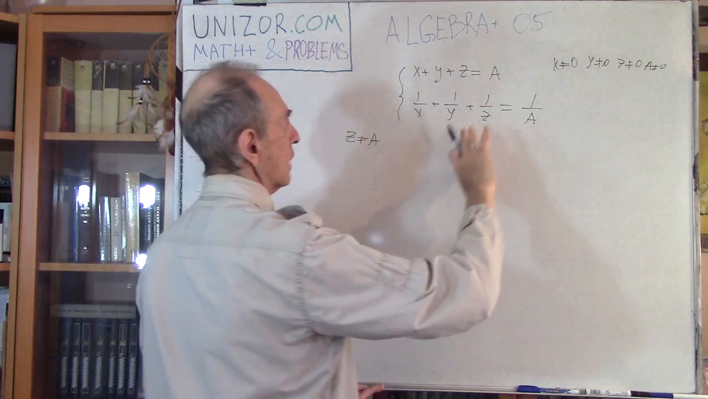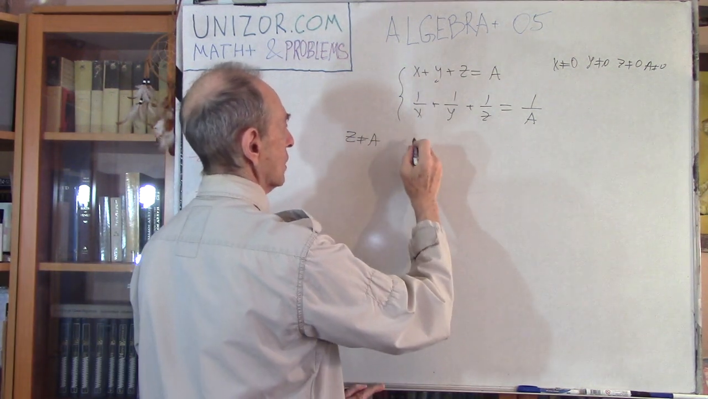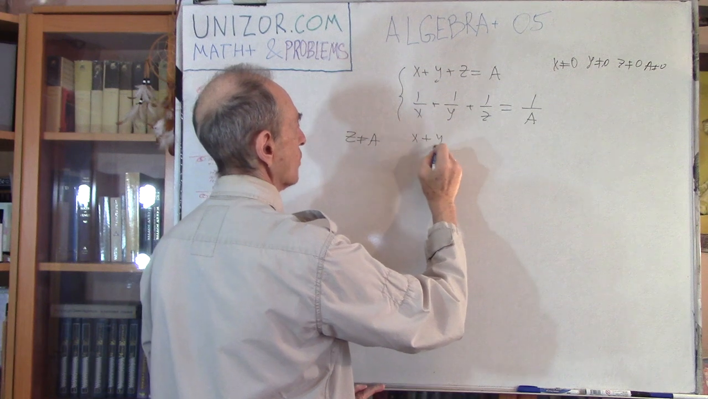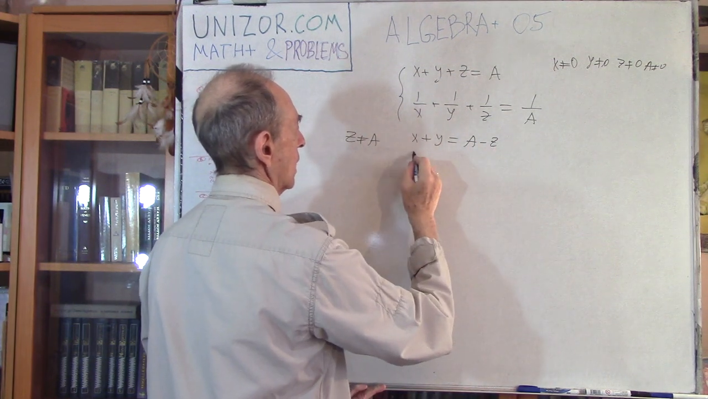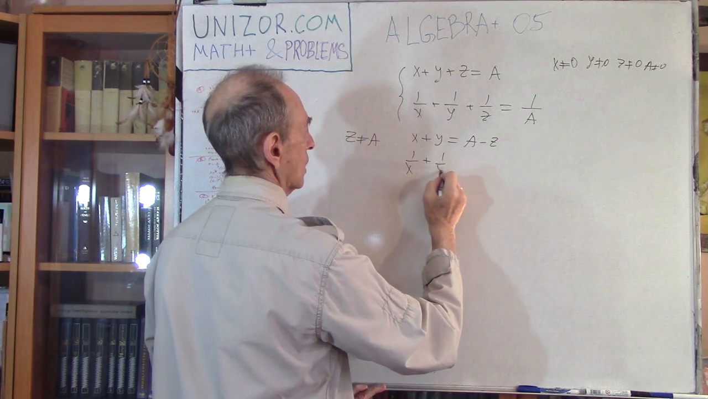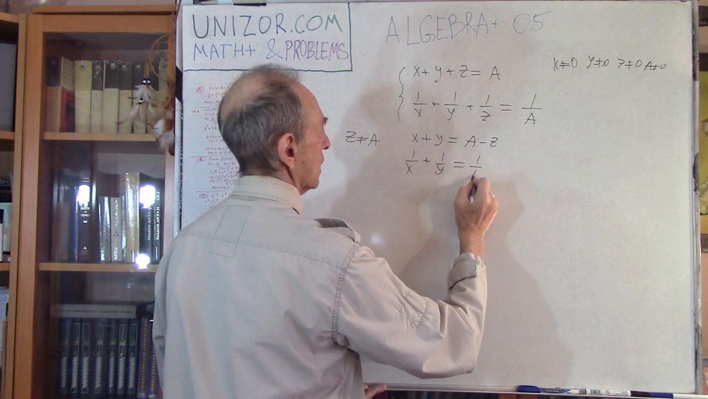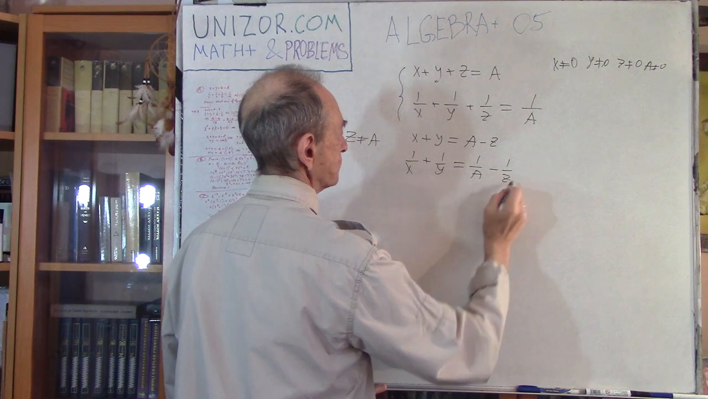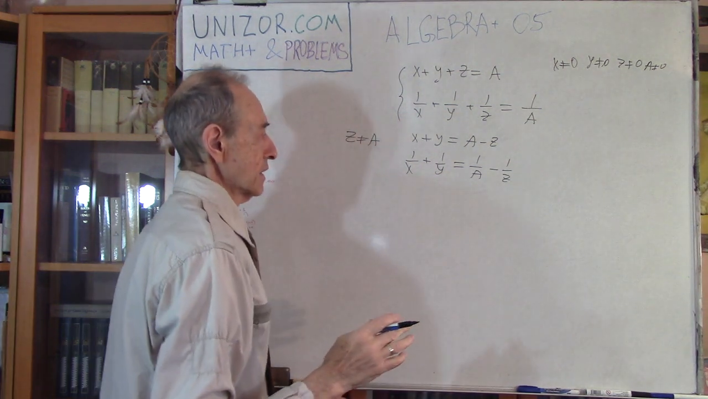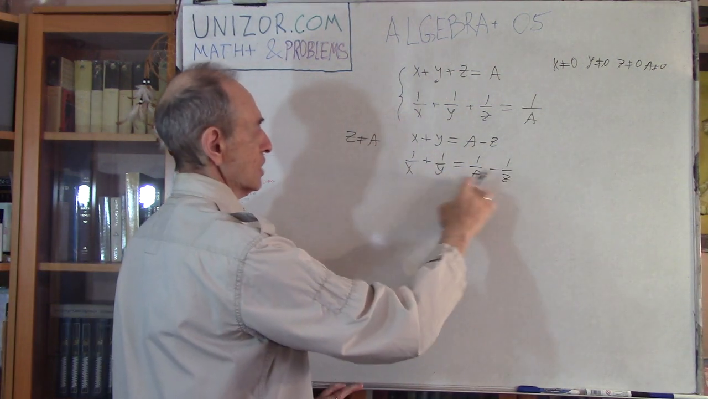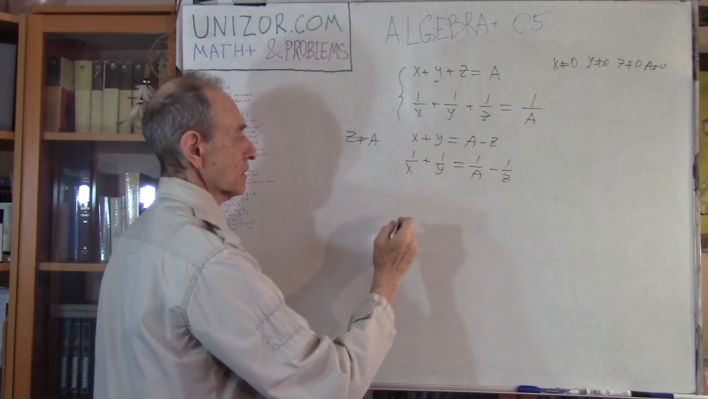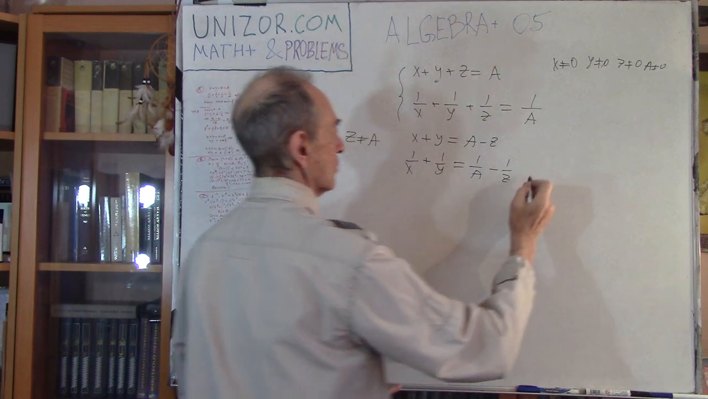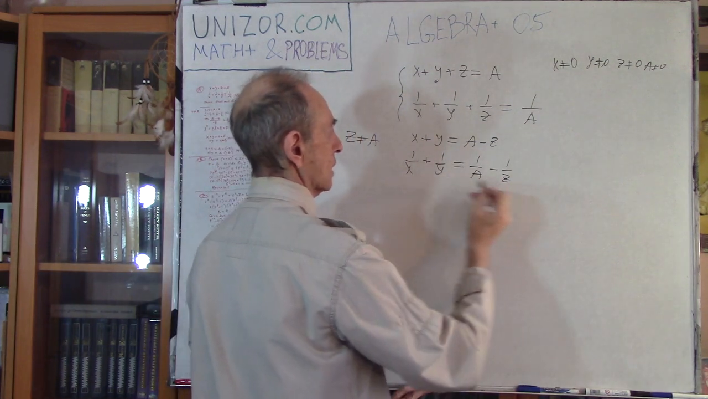So what I will do, I will put Z on the right. So next system would be X, Y. X and Y is A minus Z, and 1X plus 1Y is 1A minus 1Z. Okay, now, this is something which I don't really like. I will just do this common denominator thing. So instead of this, I will put common denominator is XY.